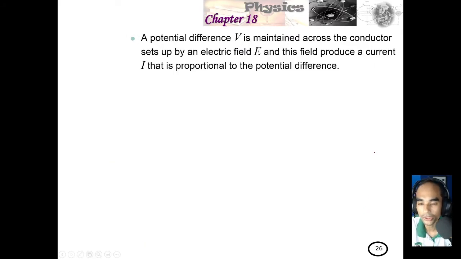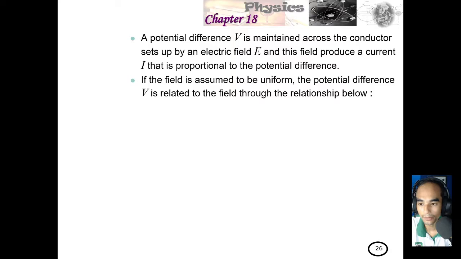Next, the potential difference V maintained across the conductor sets up an electric field E, and this field produces a current I that is proportional to the potential difference. If the field is assumed to be uniform, the potential difference V is related to the field through the relationship V equals ED. This is an equation that we have learned before, and here D and L are both the length of the conductor.